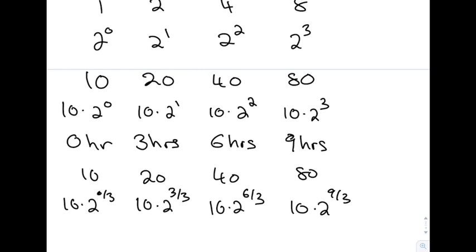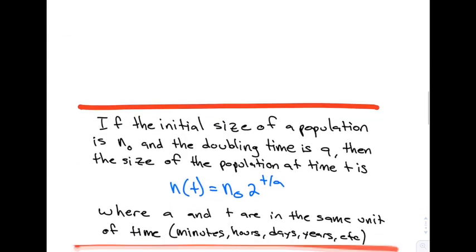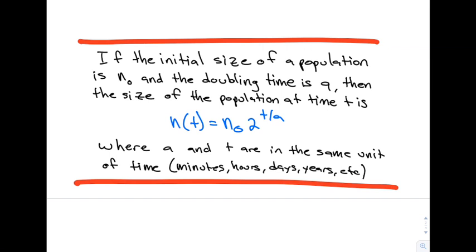So we can write this pretty generally, and this is the idea here. If the initial size of the population is n naught and the doubling time is a, then the size of the population at time t is represented by n of t equals n naught times 2 to the t divided by a. In this case, a and t are in the same unit. That should be somewhat intuitive, whether that be minutes, hours, days, years, whatever, it doesn't matter. N naught is the initial population, could be 1, could be 2,876,000, and n of t is the population after some unit of time.